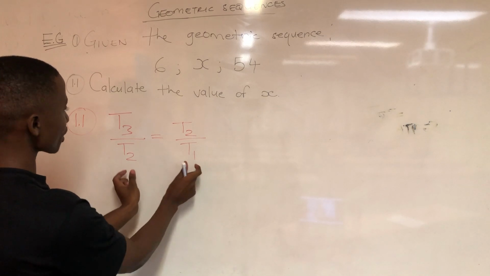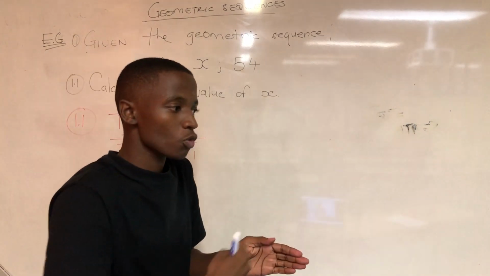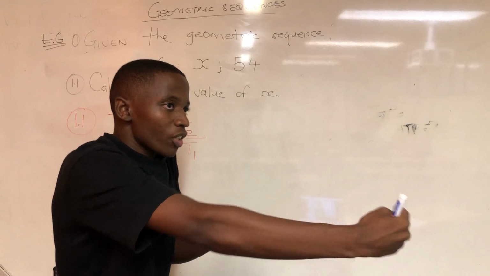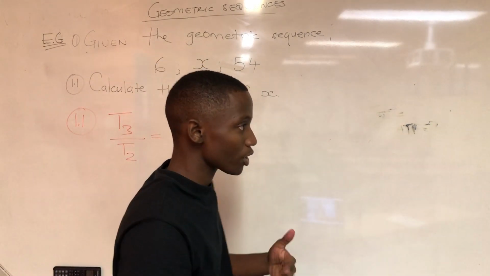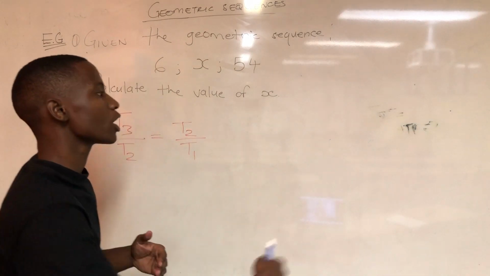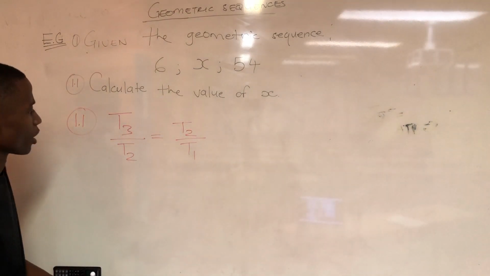So the common ratio is always the same in a geometric sequence because we're multiplying by a constant ratio to get the next following term. Even if we're moving backwards, we're going to divide by that specific common ratio. Simple and straightforward. Hope you understand.